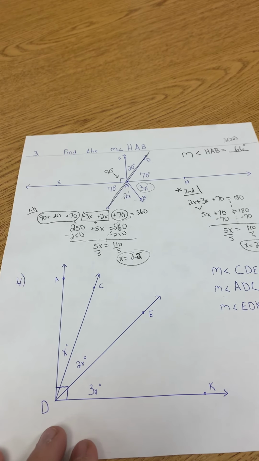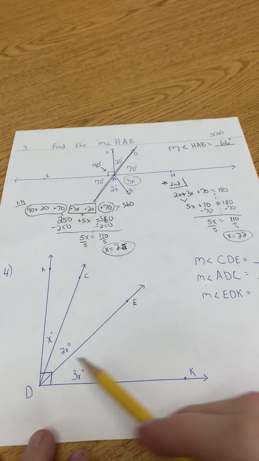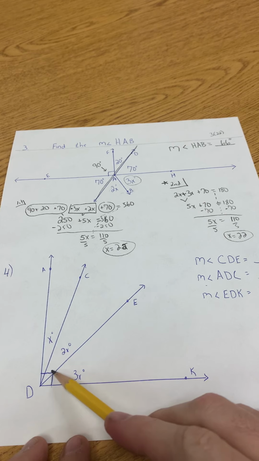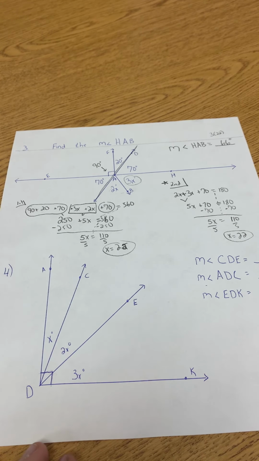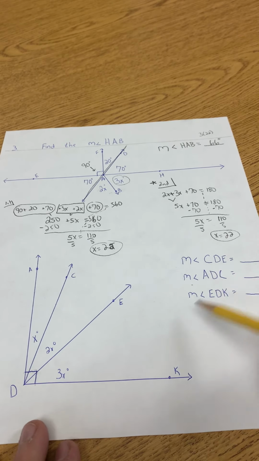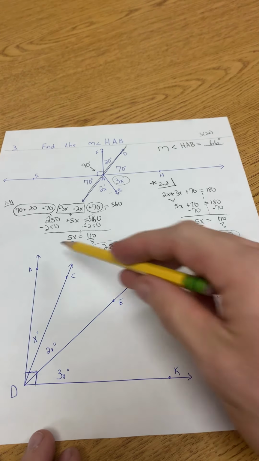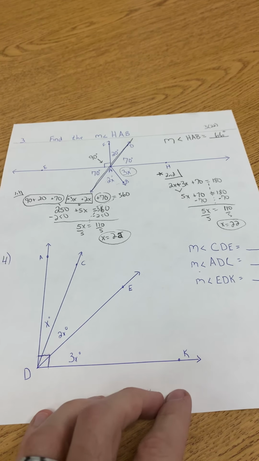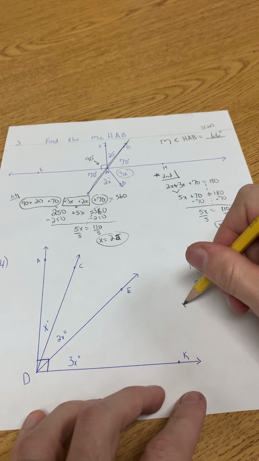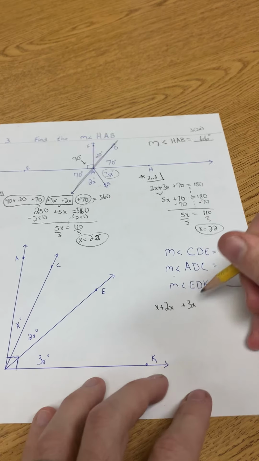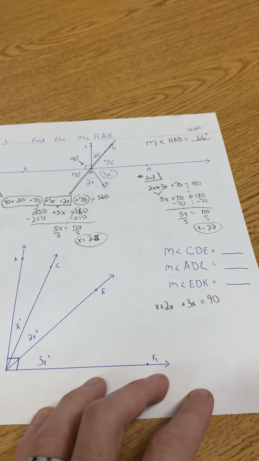Last but not least, number 4 doesn't have a straight line with angles. It's not going all the way around, but there is this box. This box means all of that is 90 degrees. So we're looking for 3 angles, the measure of angle CDE, ADC, and EDK. So we're looking for all 3 of those angles, not just for x. So to start, I need to add them together. X plus 2x plus 3x equals 90.